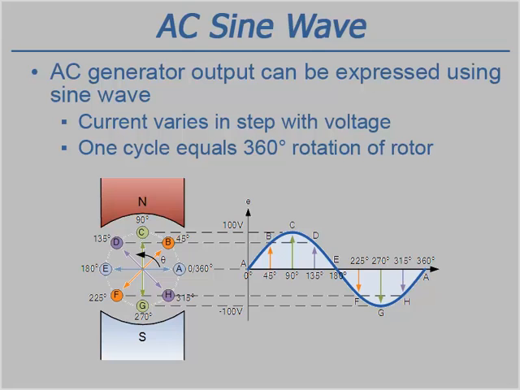As the generator coil rotates 360 degrees, the output voltage goes through one complete cycle. In one cycle, the voltage increases from 0 to Emax in one direction, decreases to 0, increases to Emax in the opposite direction, that is, negative Emax, and then increases to 0 again.